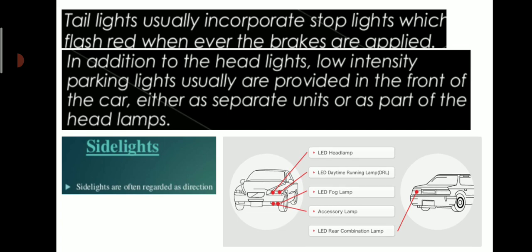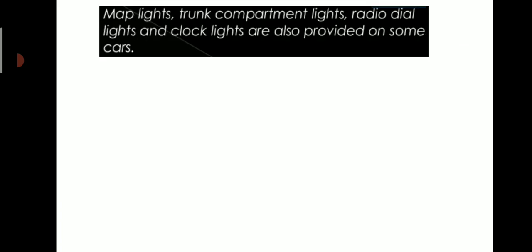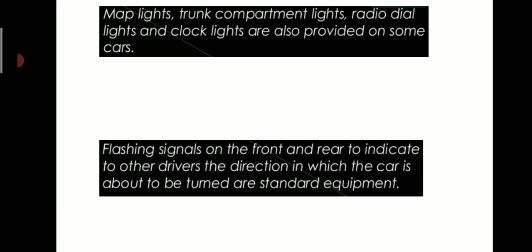So, in modern cars you will see such types of lights: LED headlamp, light emitting diode headlamp, LED daytime running lamp, DRL. So, this is the long form of DRL, daytime running lamp, LED fog lamp, accessory lamp, LED rear combination lamp. Map lights, trunk compartment lights, radio dial lights and clock lights are also provided on some cars.